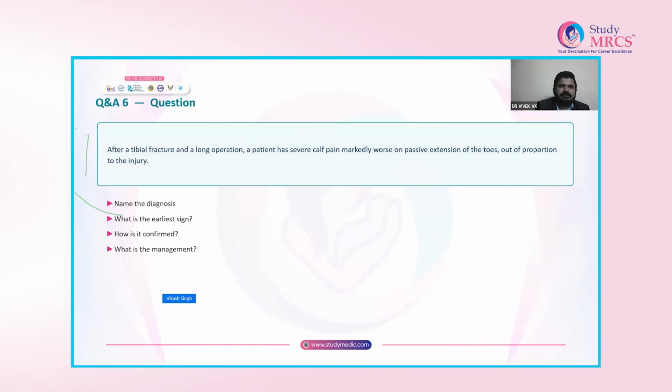After a tibial fracture and a long operation, the patient has severe calf pain that is markedly worse on passive extension of the toes, and the pain is out of proportion to the injury. So the patient has a tibial fracture and a long operation, with severe calf pain. You have to look for the keyword: the pain is worse on passive extension and out of proportion. That means it's compartment syndrome.